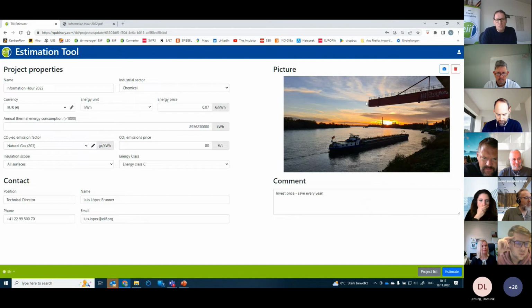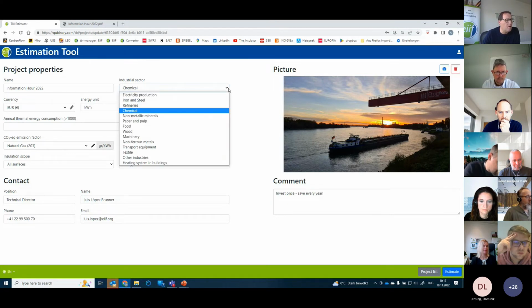So all you need to do is actually you can call your customer and you can check with him. Are you working in a refinery, a chemical plant, paper and pulp, food, whatever, machinery? And you choose the sector your client is working in.